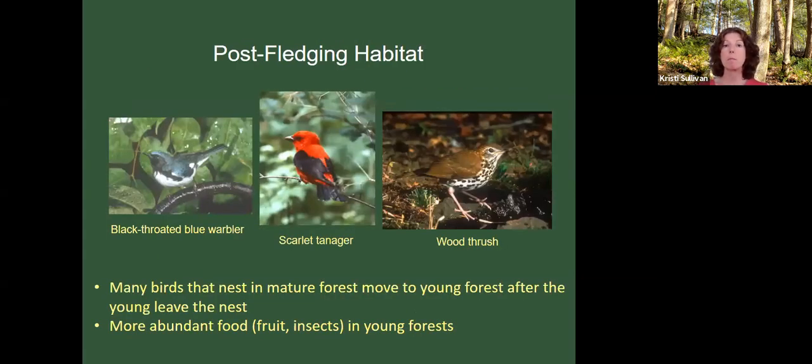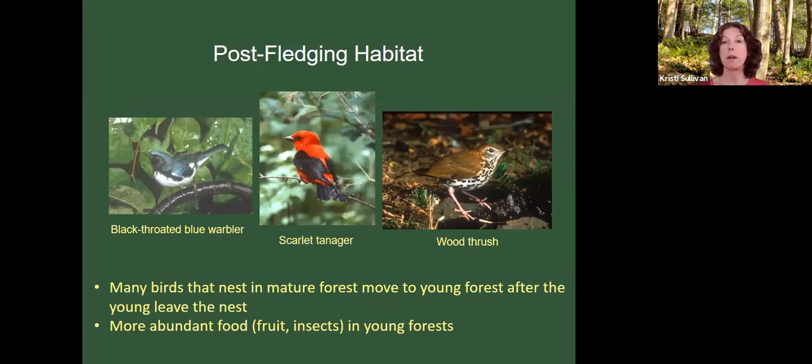And even these mature forest birds, and here's a few more, the black-throated blue warbler, the scarlet tanager, and the wood thrush, even these species that prefer mature forests during the nesting season, they tend to move to young forests to feed after the young have left the nest. So that's called the post-fledging period. And so many of them move to younger forests, and the reason is probably because there's more abundant food there.